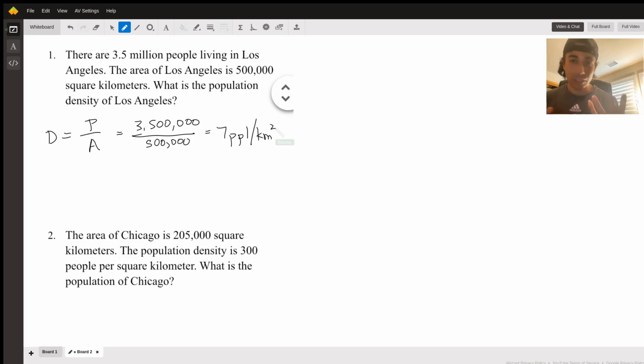Now, maybe you're thinking logically about this. 7 people per kilometer squared, that's not very many people, right? And Los Angeles is obviously a lot more dense than that. So the reason that our answer looks funny, or doesn't seem very logical here, is because the area of Los Angeles is nowhere remotely close to 500,000 square kilometers. I'm not sure why the problems they gave us have such unrealistically large numbers. When I start creating my own problems, I'm going to adjust it and make it a little bit more accurate so we get answers that actually make sense in the context of the problem. But for now, bear with me.